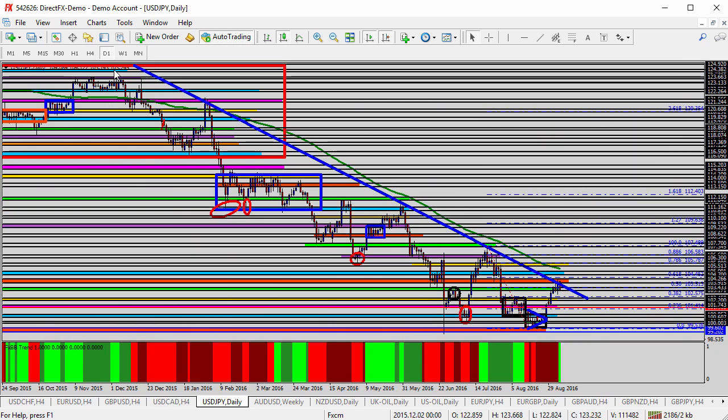Take it on over to the USDJPY. Of course, long-term daily trend line. Look at that blue trend line here. We have been in a downtrend for a long time. We've seen 1, 2, 3 times touching the blue trend line, and now the 4th time touching that long-term blue trend line here. So very cautious about buying this currency pair, that's for sure, into that long-term blue trend line.